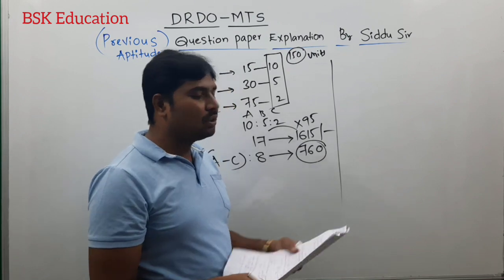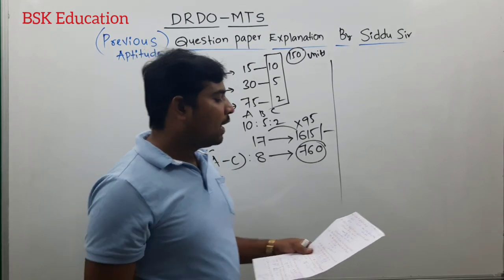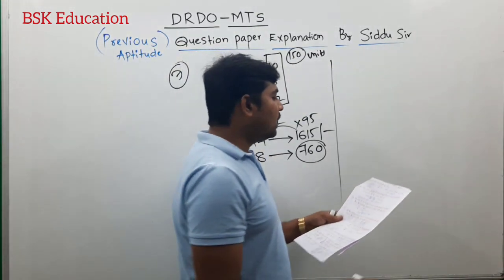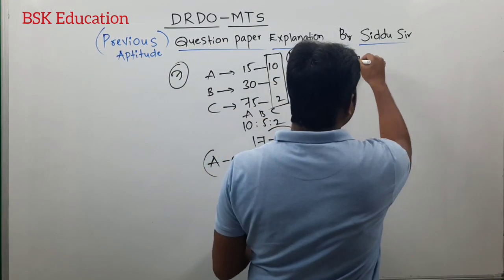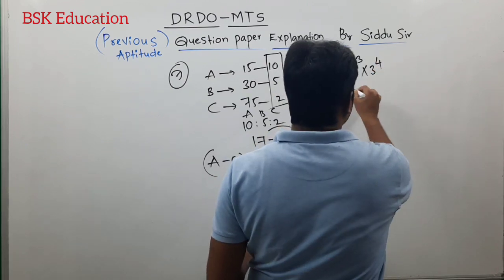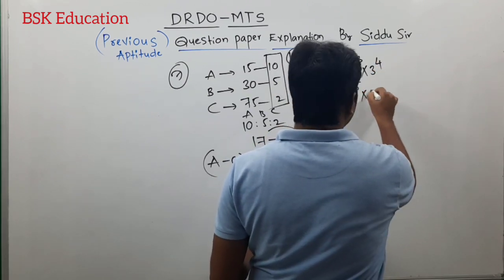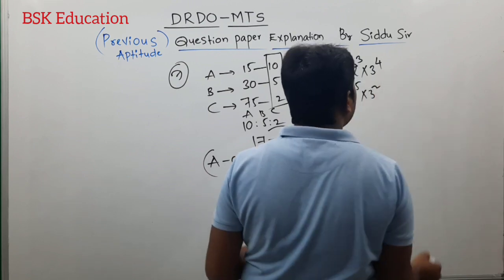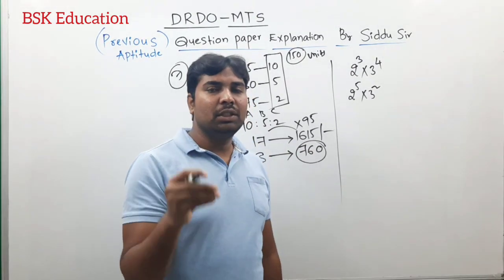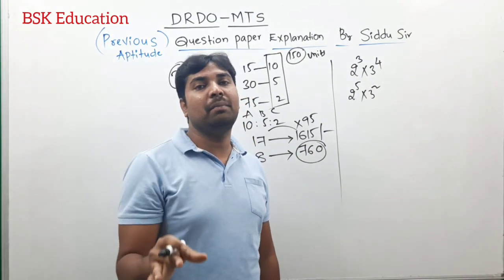Another one is the eighth question. It's very easy, and this question is based on the HCF. What is the HCF of 2 power 3 into 3 power 4 and 2 power 5 into 3 power 2? Guys, this question is based on the prime factorization method.